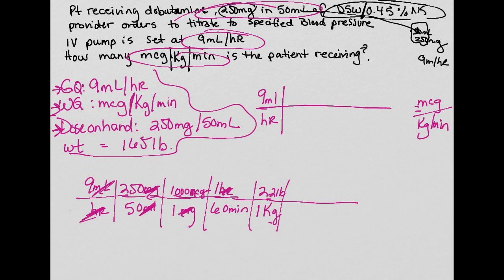All right, so what do I have now? I'm stuck with pounds up here, also with micrograms. I can't have that. So how many pounds does this patient weigh? 165 pounds.